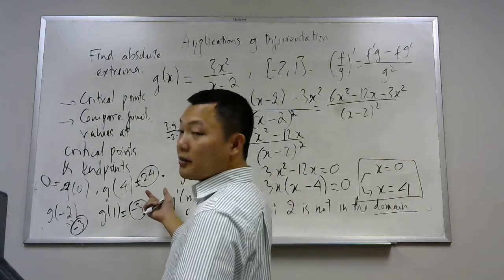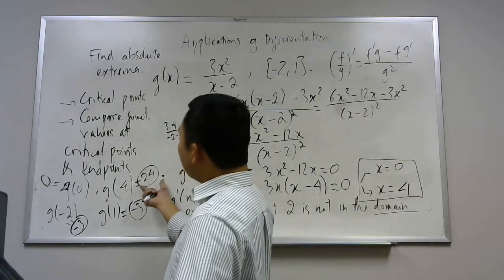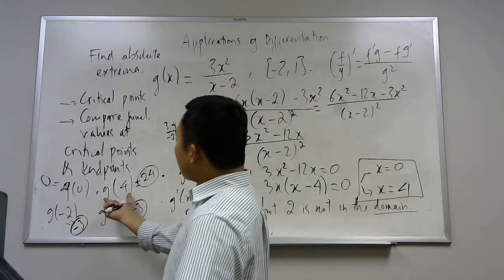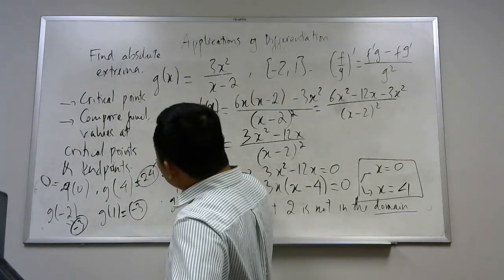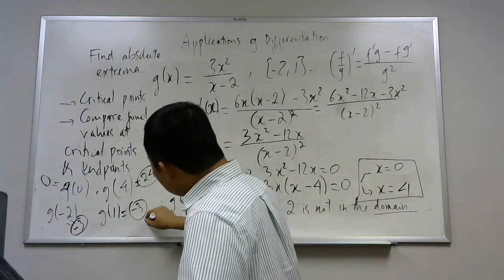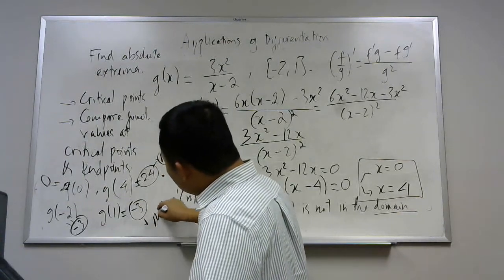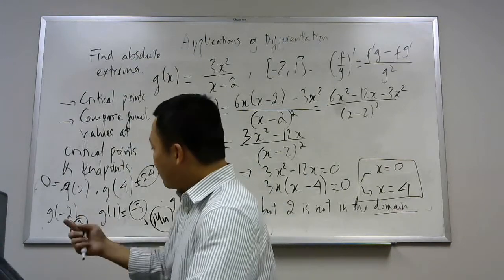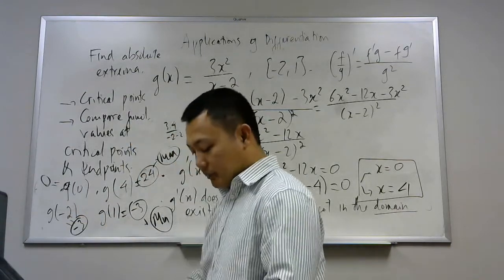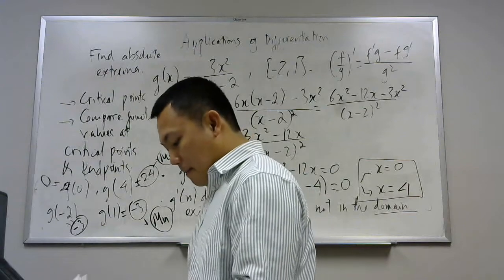From here, you can pick the maximum. So the global maximum is 24. The function obtains its global maximum at 4, so that's your absolute maximum. And of course, the negative 3 is the absolute minimum. The function obtains the absolute minimum at two points, negative 2 and 1. So that's how we solve this problem.